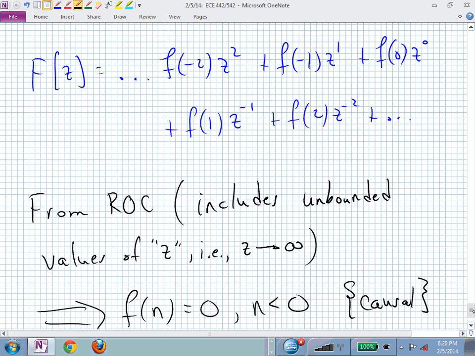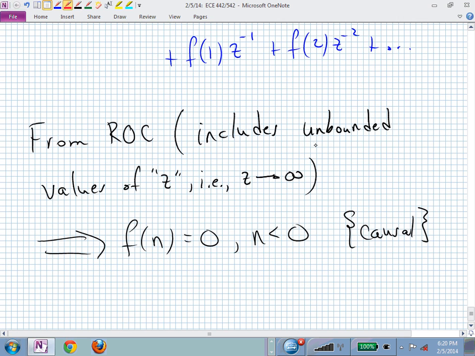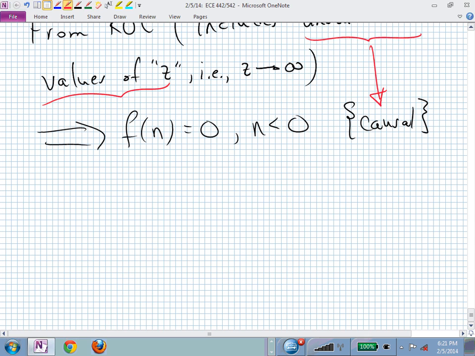So the fact that we have this unbounded value of z in our region of convergence, we can now conclude that our time domain waveform can only exist for positive values of n. Is that okay? Now that we know that, we know we have a one-sided sequence, and we can use that to help us figure out how to raise these modes to a particular power. We now know the power that we'll raise these modes to is positive in the time index.